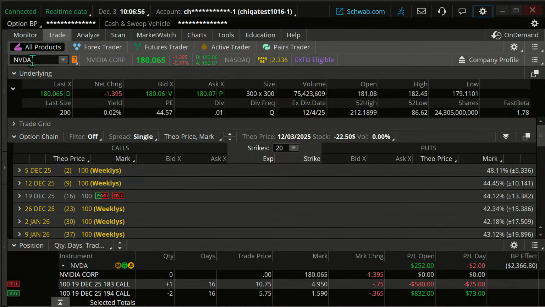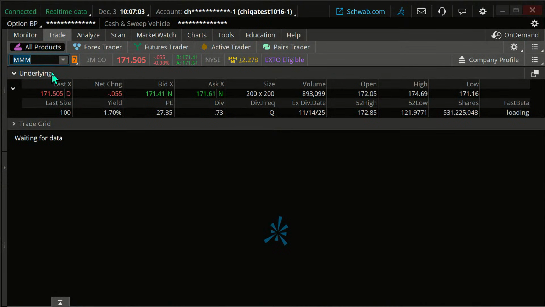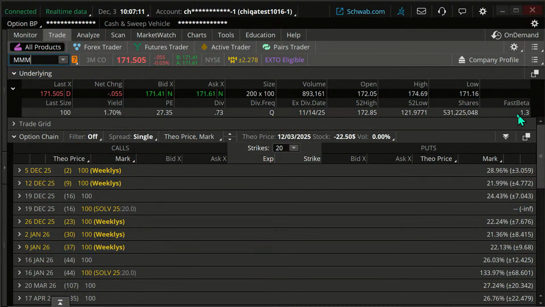Now, NVIDIA, you'd probably guess, it's a tech stock. Tech stocks kind of are known for higher betas. Not all do, but that's kind of a typical one. Here's 3M. What's my beta? About 1.3, okay? Moves much more in line with what the S&P 500 does, maybe a little bit more.